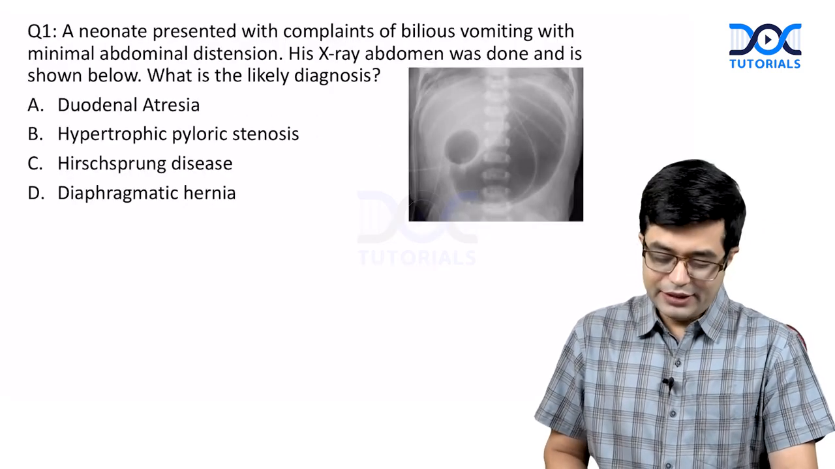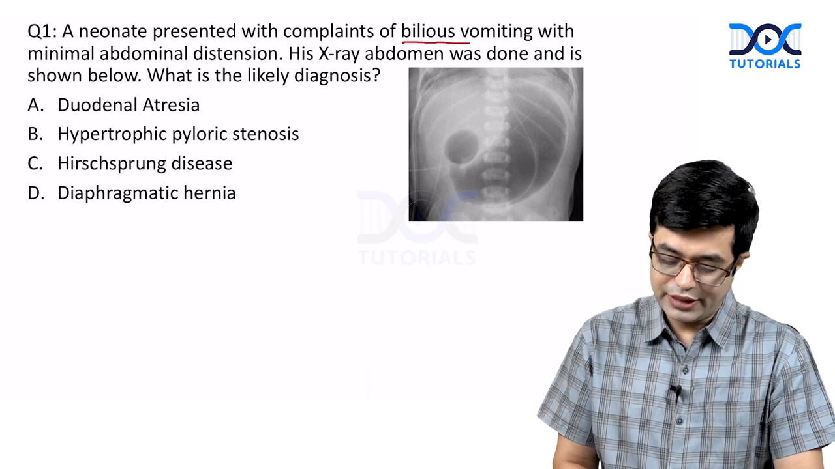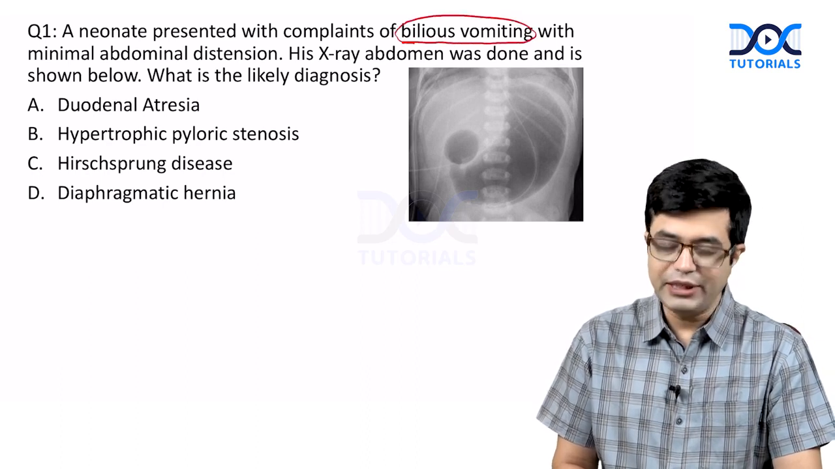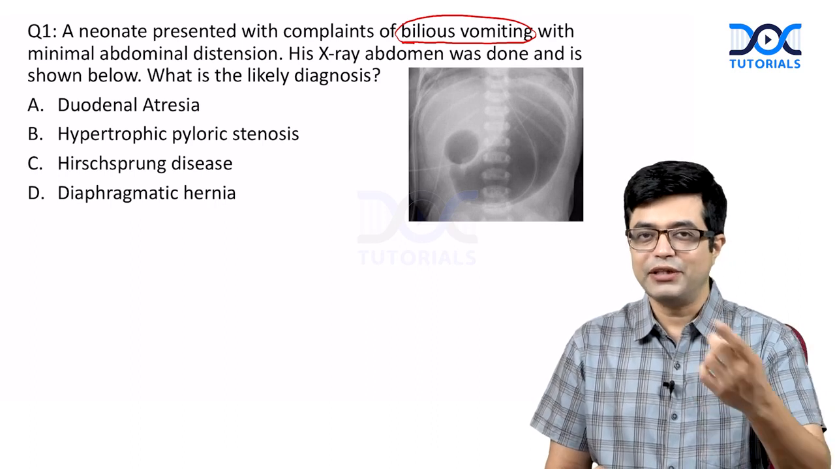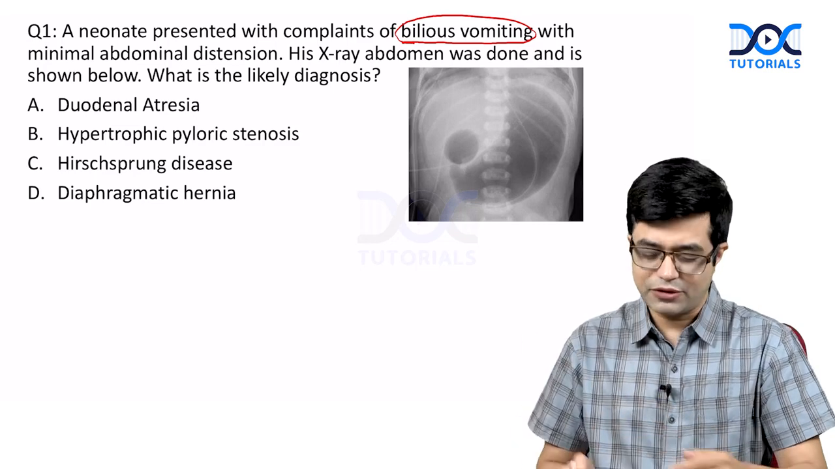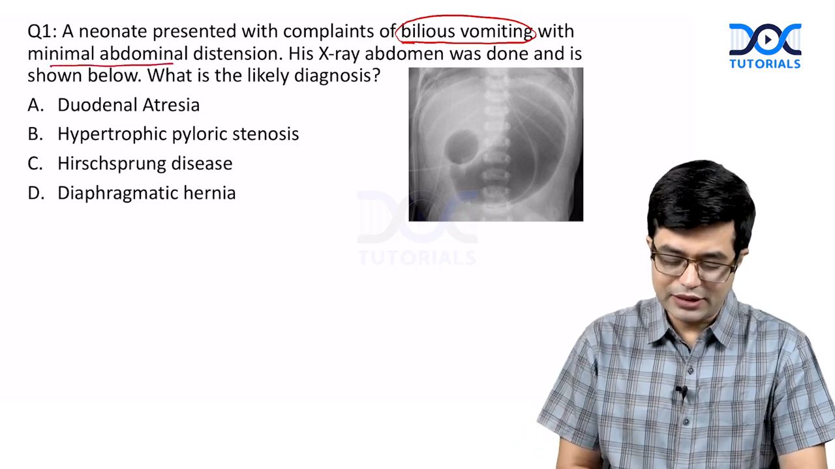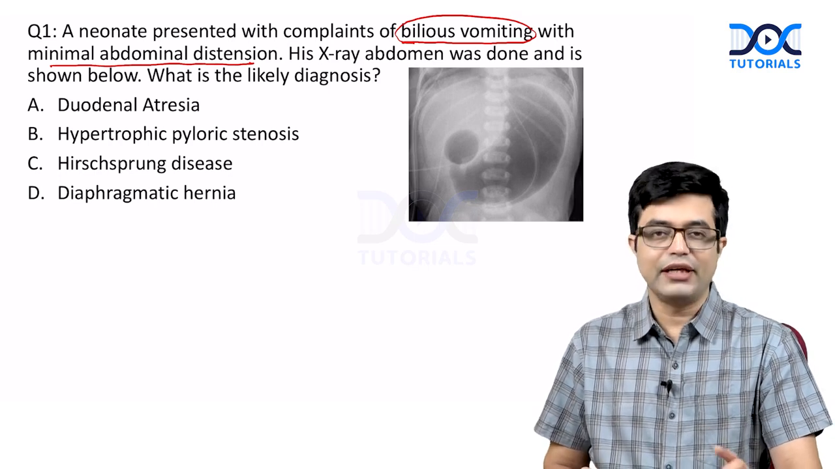Question number 1. A neonate presented with complaints of bilious vomiting. The word here is bilious vomiting. Bilious vomiting means the obstruction is not in the stomach, it is beyond the stomach. It is duodenal, jejunal, ileal, likely those kinds of obstruction. There is minimal abdominal distension, okay? And the X-ray abdomen was done and it is shown below. What is the likely diagnosis?